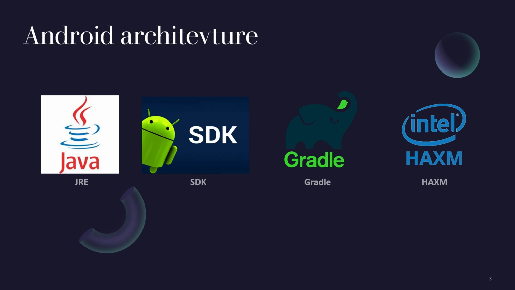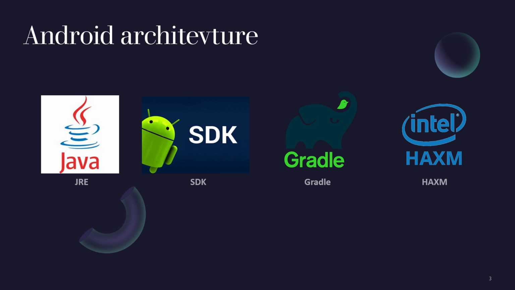The second one I will explain is the SDK. An SDK provides developers with the tools needed to interact with specific platforms or technologies and simplifies the development process by providing pre-built components and documentation. It typically includes libraries and APIs, development tools, documentation, code examples, and emulators or simulators.